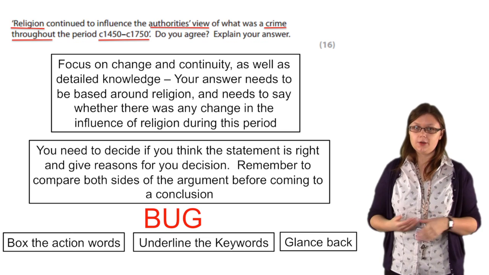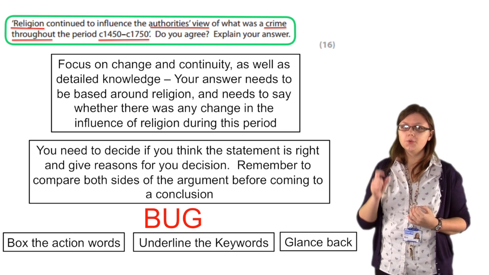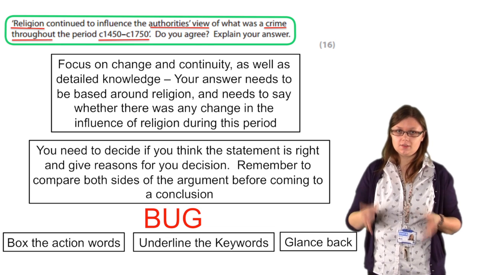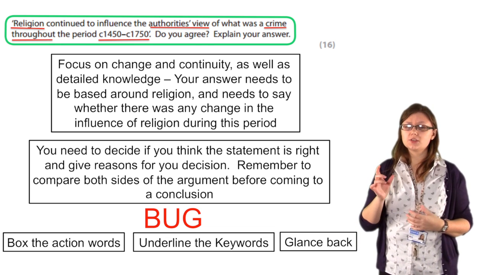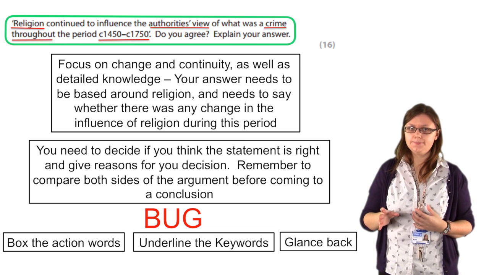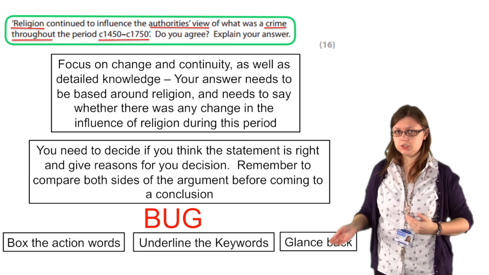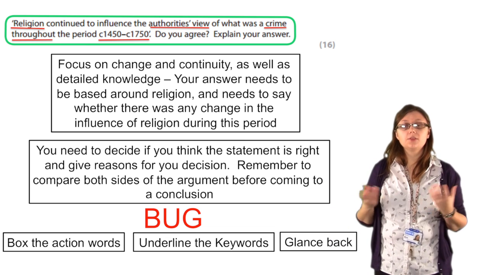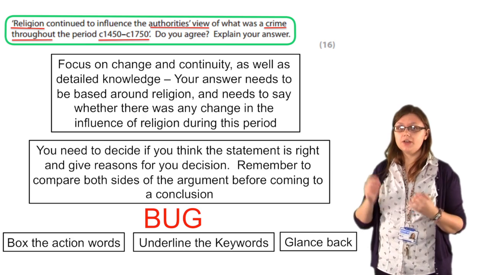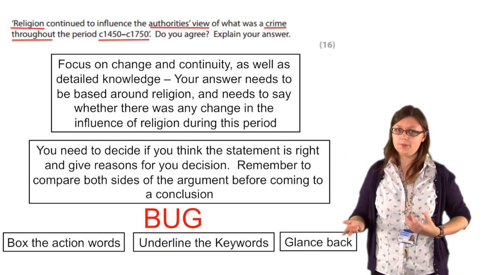So we need to look at the question carefully. As I said before, you need to make sure you identify which specific area this is asking you to think about. So this one is religion. You then need to look at which time period it's asking you to look at. Importantly, you need to remember that you're discussing both change and continuity. So you need to think about what things stayed the same as well as what changed during this time period related to religion. And of course, you can use those facts as a prompt to help you.